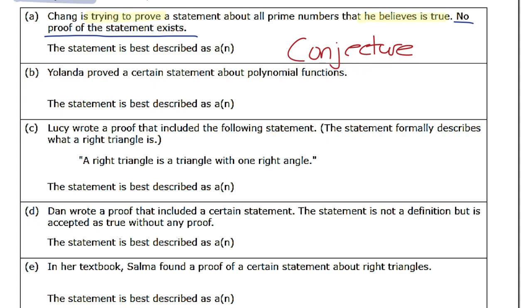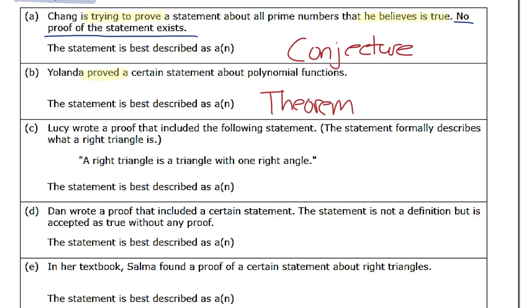Now, if we proved it, then it's called a theorem. So this next one says Yolanda proved something is true, a fundamental statement about polynomial functions. If I prove a conjecture, that is then called a theorem. Let me write that down. I think that's how I spell it. So theorem is actually proof. A conjecture is trying to prove versus being proved. They're different. A conjecture that's proved is called a theorem.